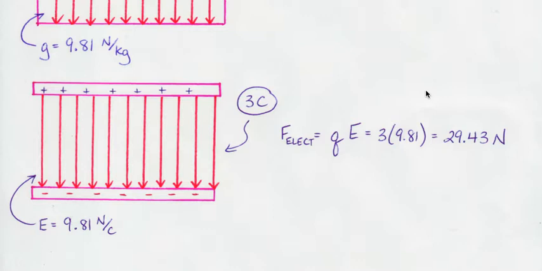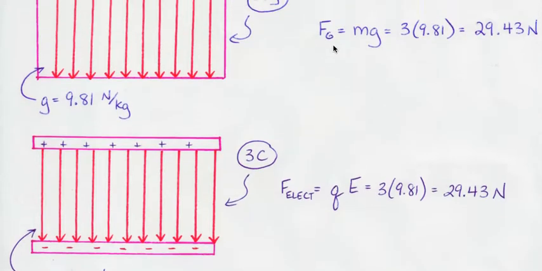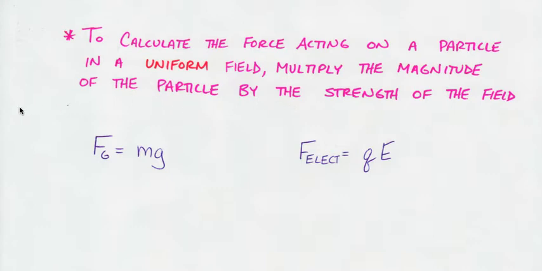You will certainly get different values for different field strengths and different amounts of charge, but I did want to show you that the concept is identical. Instead of masses and gravitational field strengths, we're dealing with charges and electric field strengths, but those concepts are exactly the same. So the big takeaway from this example is that in order to calculate the force that acts on a particle, when I say particle, I mean a mass for a gravitational field, a charge for an electric field, a magnet for a magnetic field, and so on.